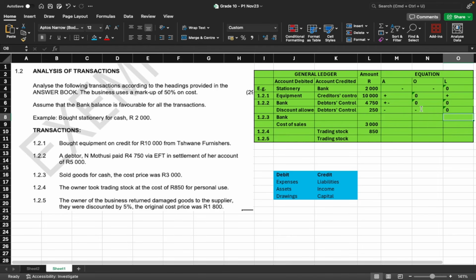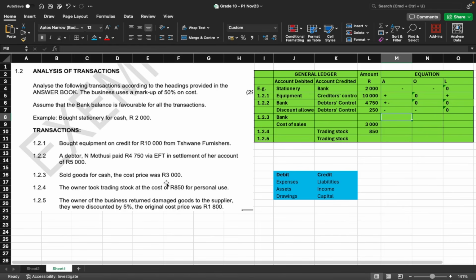I hope it's making sense so far and it's becoming easier as we go along. 1.2.3, sold goods for cash. Let me stop right there. If you sold goods for cash, you know it's bank. And they already gave us here bank as the account debited, which is correct. So you already have a plus under assets, because bank is an asset and money came in because you sold goods for cash.